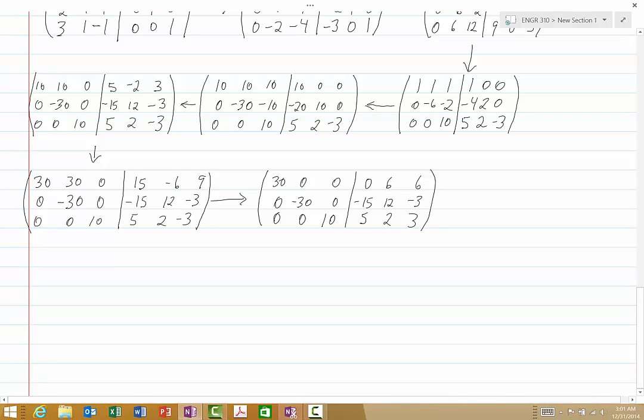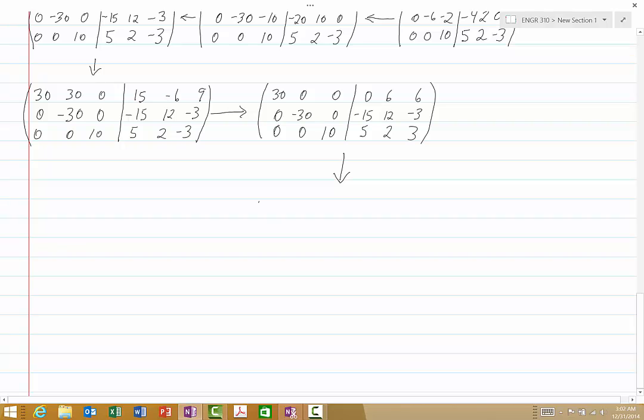And now the last thing we do, recall that our goal was to get the identity matrix here to the left of the vertical line, and that's easy to do. All we need to do now is multiply through the first row by 1 over 30, the second row by 1 over negative 30, and the last row by 1 over 10. And so when we do that, we will get 1, 0, 0, 0, 1, 0, 0, 0, 1.